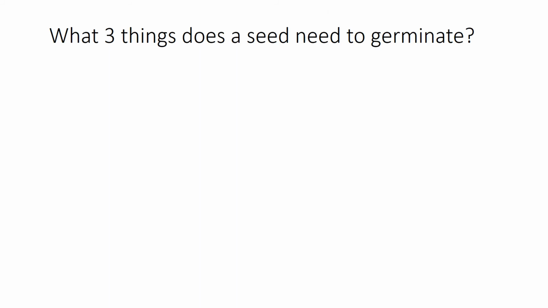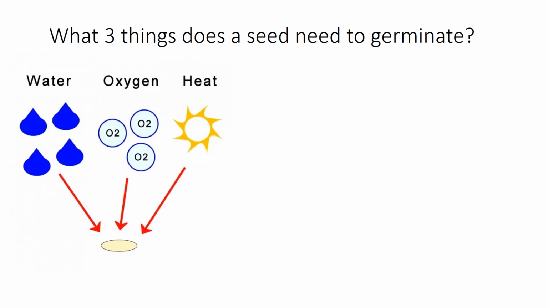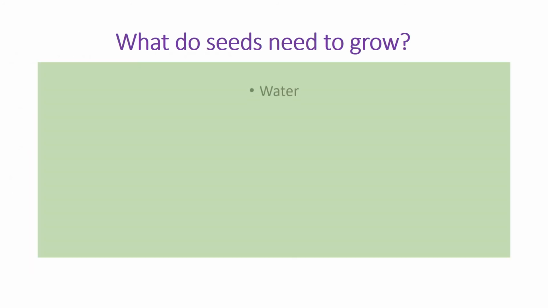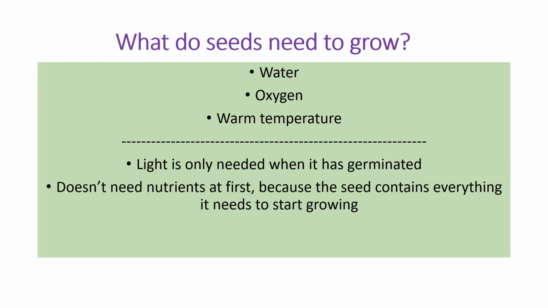So what three things does a seed need to germinate? Water, oxygen, and heat. When it has those three things, it starts to germinate, starts to grow roots, but also grows upwards and grows leaves in order to start photosynthesizing. It uses the food supplies in the seed to power that growth. So light is only needed once it has germinated and successfully reached through the top of the soil. And it doesn't need nutrients, obviously, because it's got everything it needs to start growing within the seed.